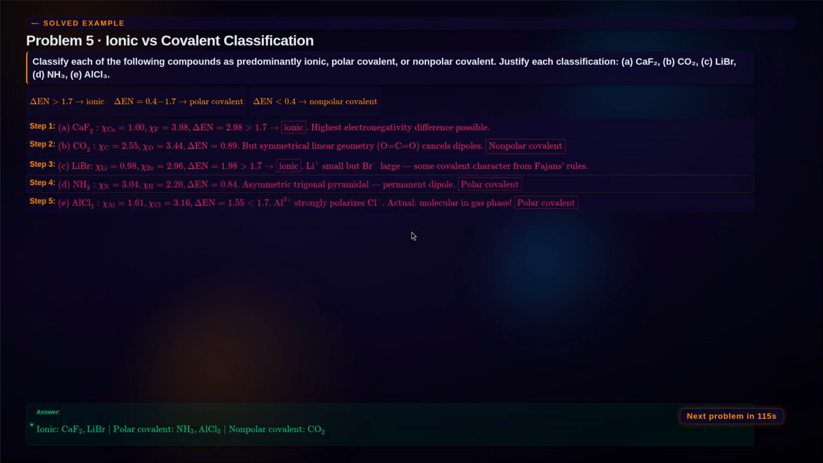Problem 5. Three group 1 elements have first ionization energies. Lithium at 520, potassium at 419, and an unknown element R at 376 kilojoules per mole. Identify R, determine the strongest reducing agent, and arrange them by increasing atomic radius.